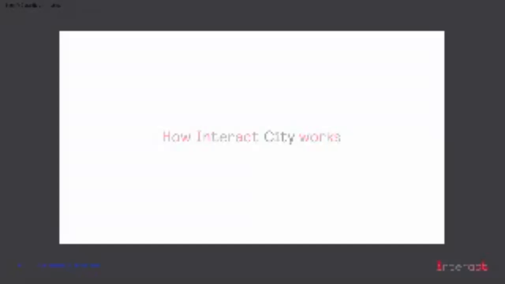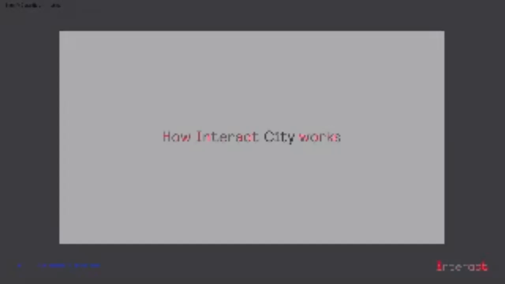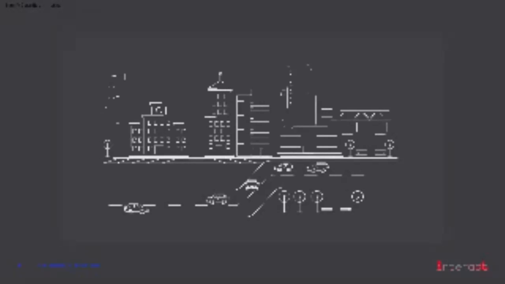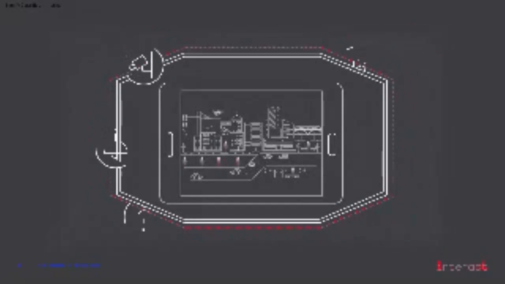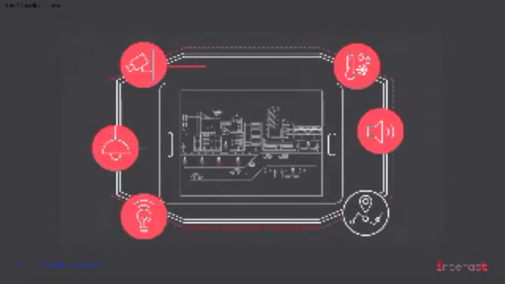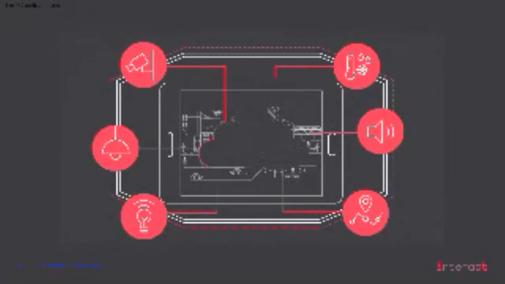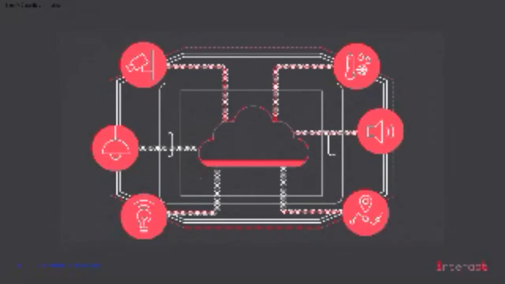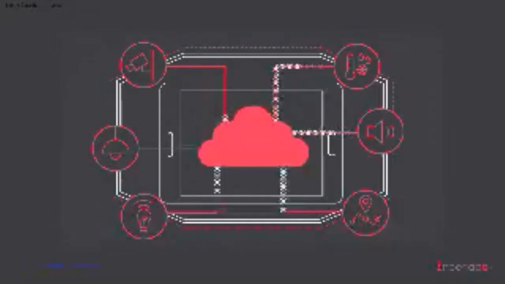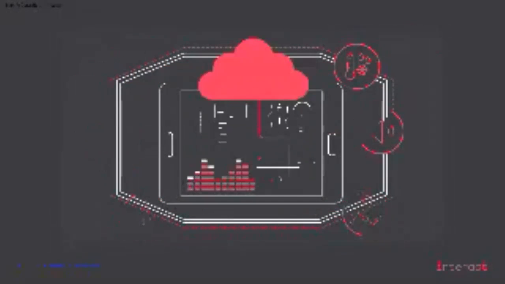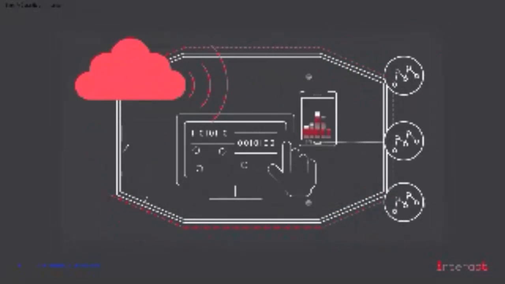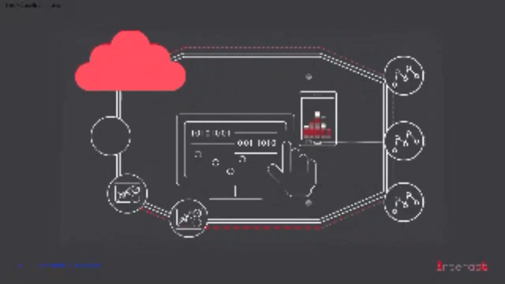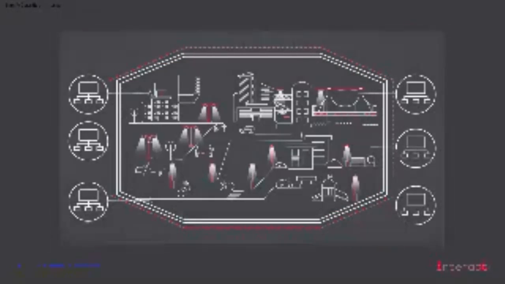Your citizens. With Interact City, you can manage all your lighting via one dashboard. Collect and share data about operations and activities. Securely store and analyze all your data in the cloud to generate new insight. Use APIs to create new applications and services. And integrate lighting with other municipal systems and services.